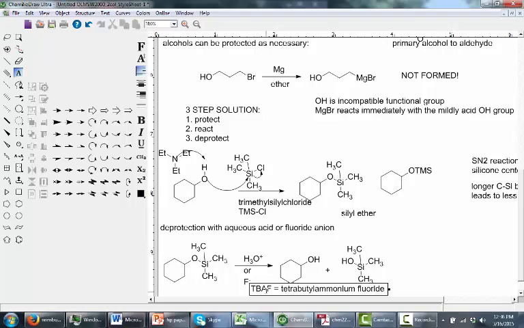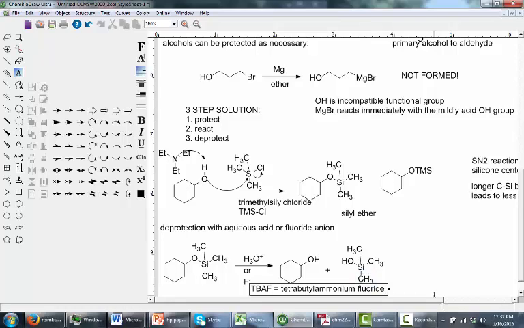Most commonly we use F- for deprotection, and the reason for that is that the F- does not react with any other parts of the molecule, whereas the aqueous acid may or may not interfere with other parts of my molecule. So I can protect the alcohol by reacting it with TMS chloride in the presence of triethylamine. I can react whatever I want, and then when I'm all done with my reaction, I can do deprotection as my third step, treating it, for example, with TBAF to reform the alcohol and the silanol product.